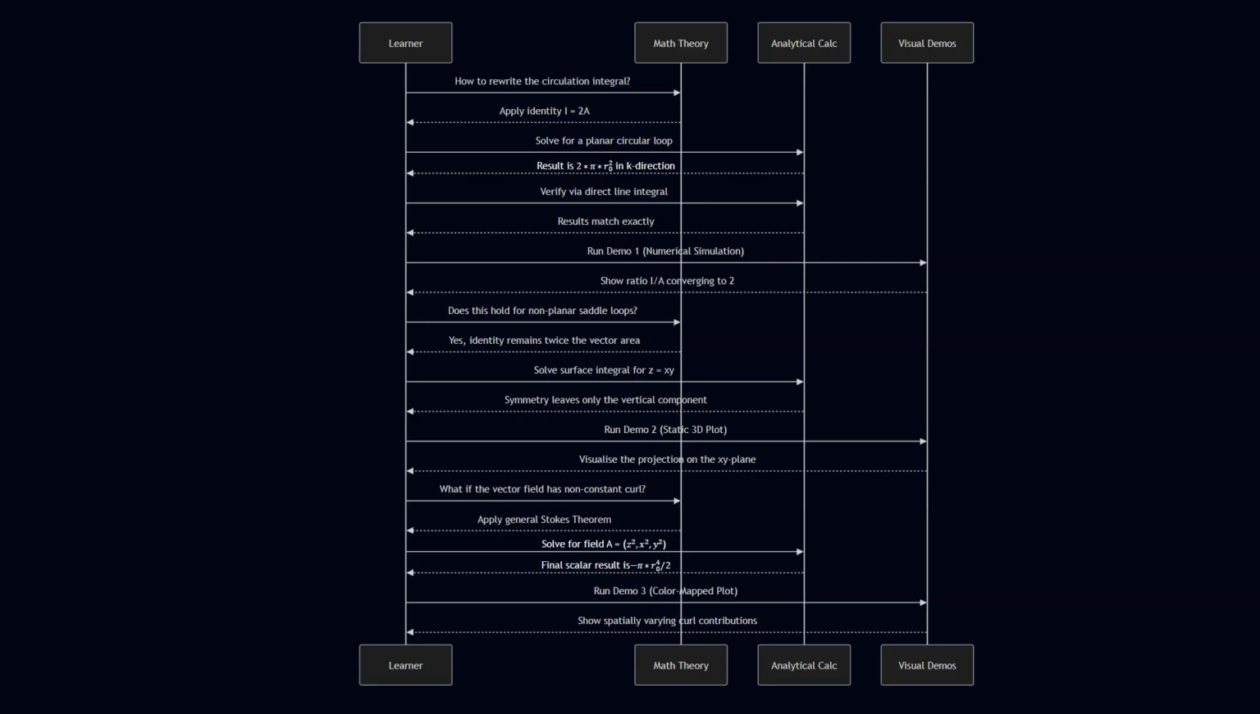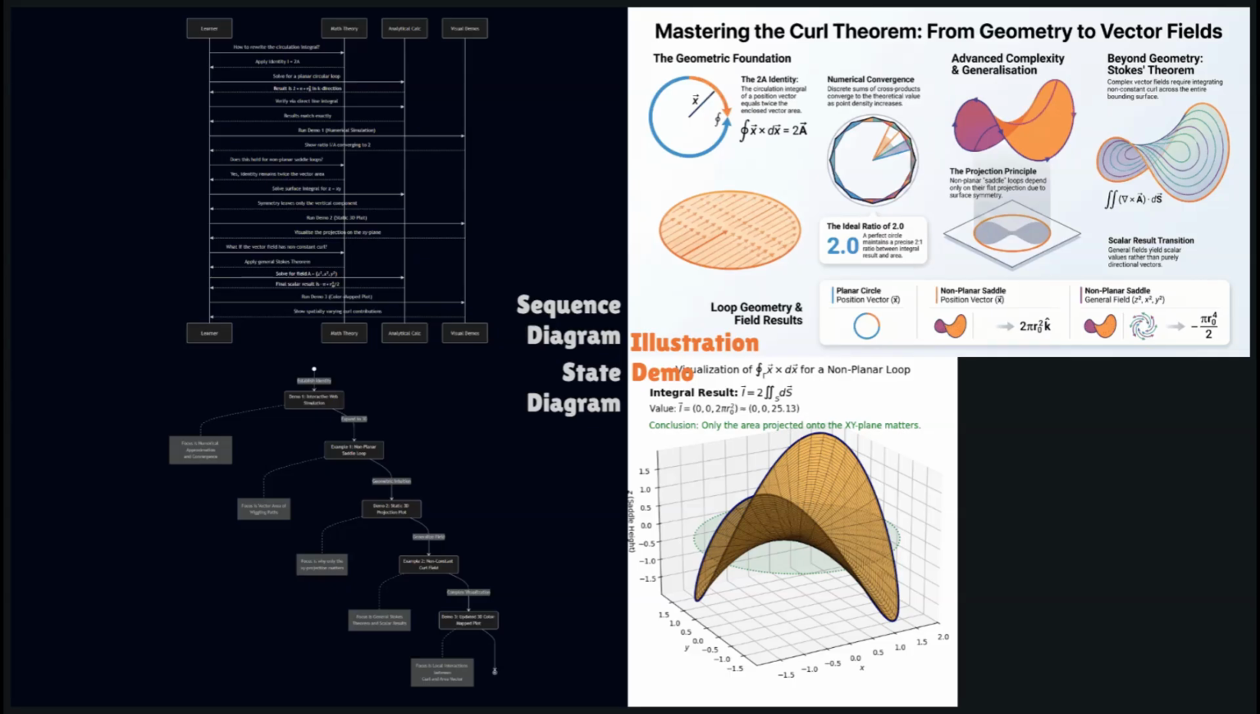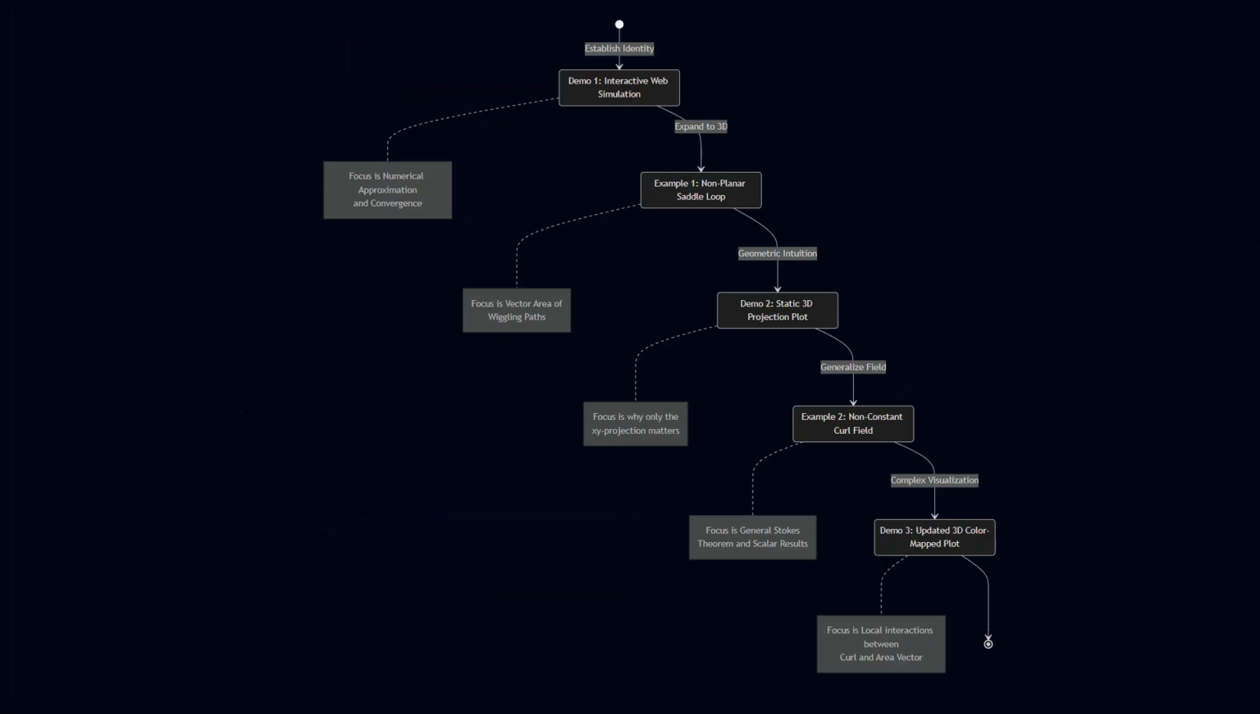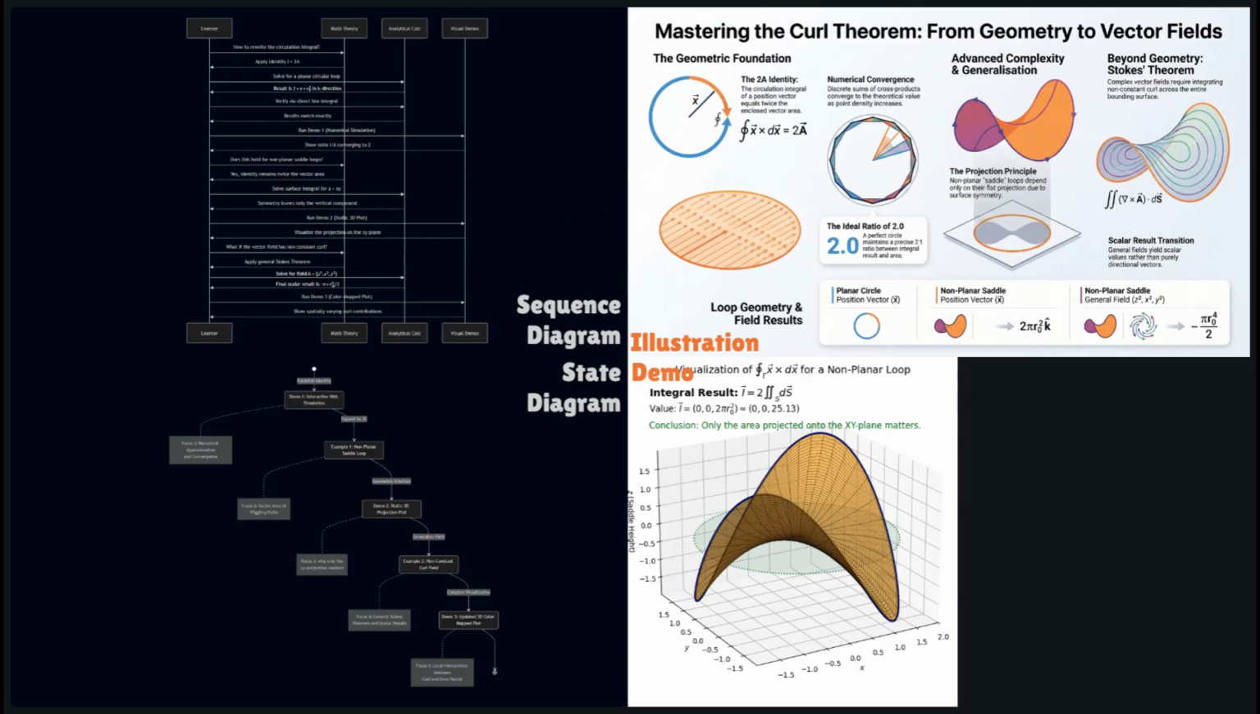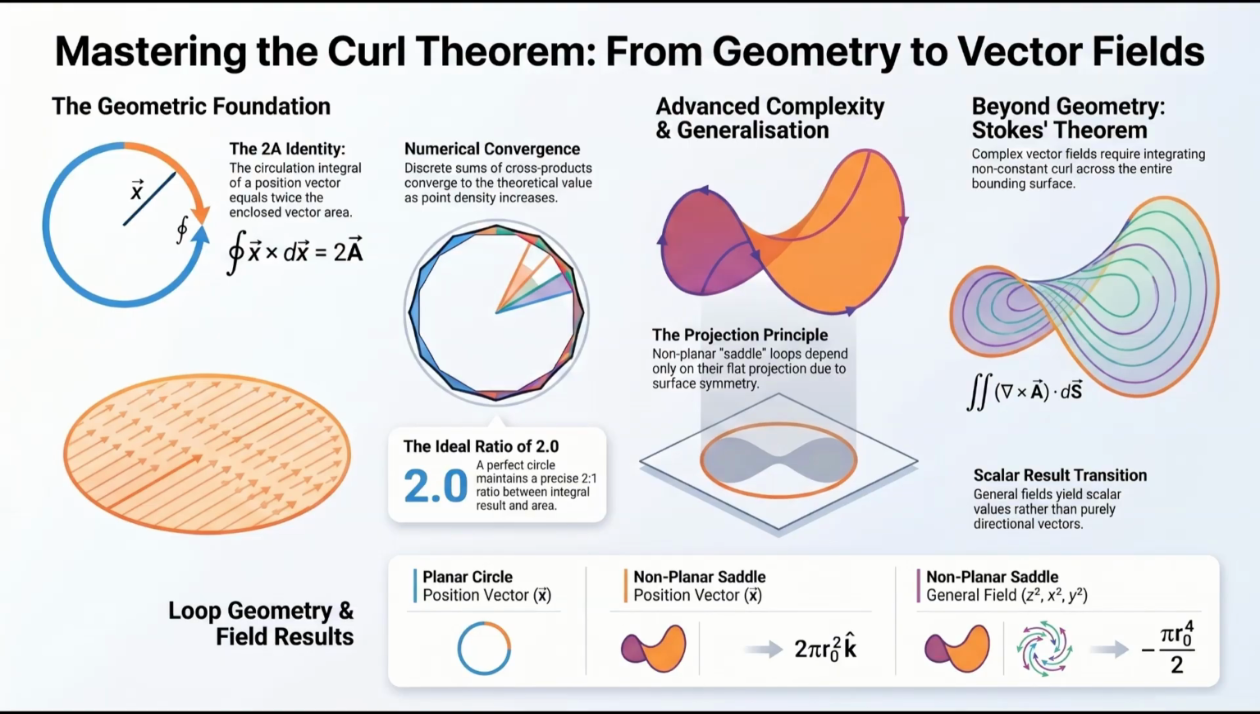Phase 3. Beyond geometry to changing fields. In the final stage of the journey, we move beyond just looking at the shape and start looking at the forces passing through it. We transition to a state where the field itself is not constant. It changes strength and direction depending on where you are.